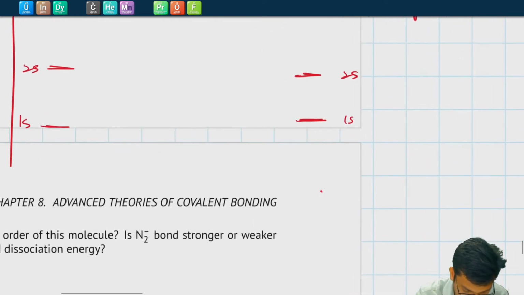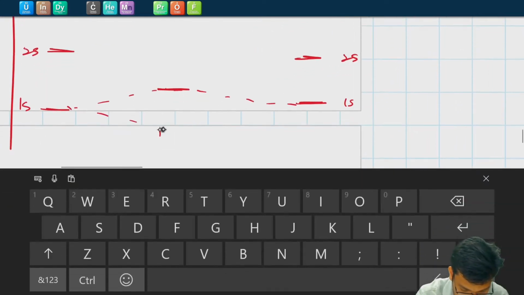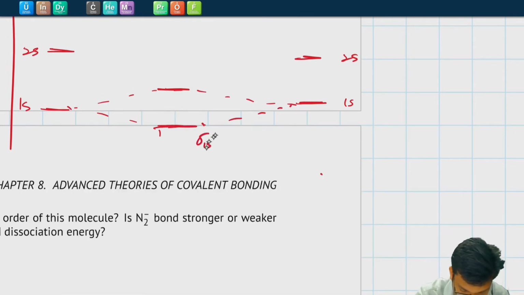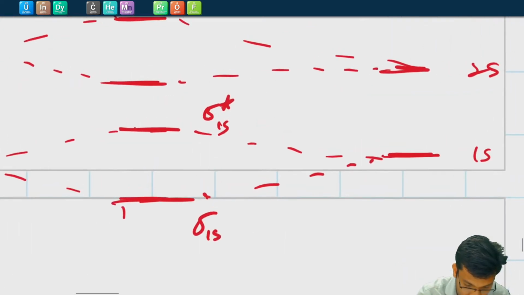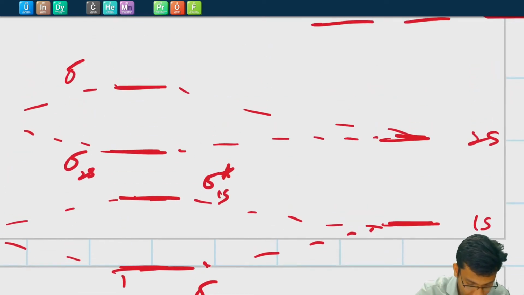When we combine our 1s orbitals, we know we get a sigma and a sigma star orbital, one higher, one lower in energy. So this is sigma from the 1s, and this is sigma star from the 1s. Same for the 2s orbitals. We get an orbital that's lower in energy and an orbital that's higher in energy. Again, they're s orbitals, so we'll get sigma 2s and sigma 2s star.